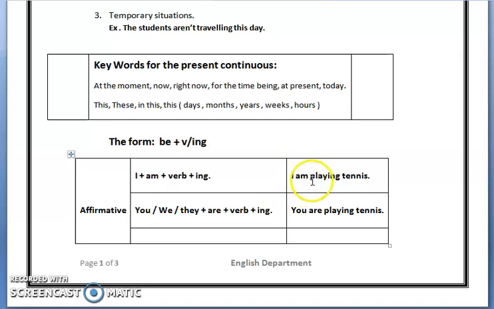So I takes am plus the verb we have, which is play, plus ing. I am playing. The end of the sentence, tennis. You, we, they are. Sorry. You, we, they. The plural subject takes what? Takes the are plus verb plus ing. Example, you are playing tennis.